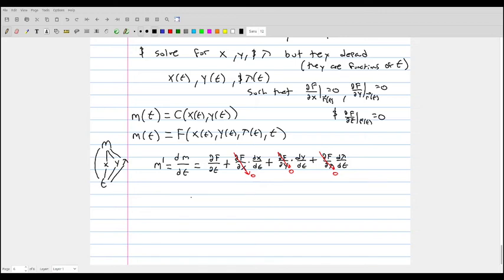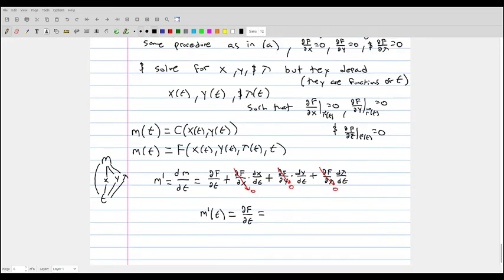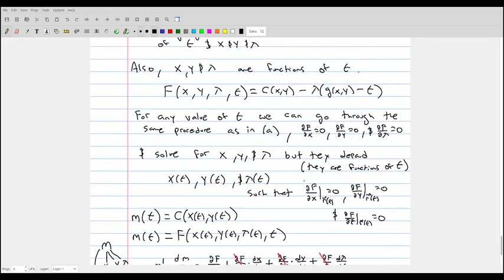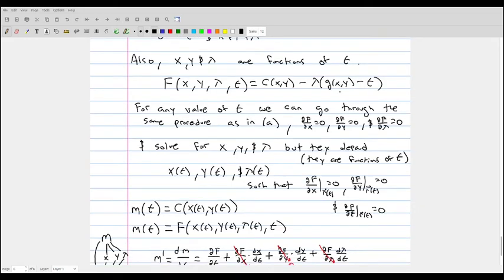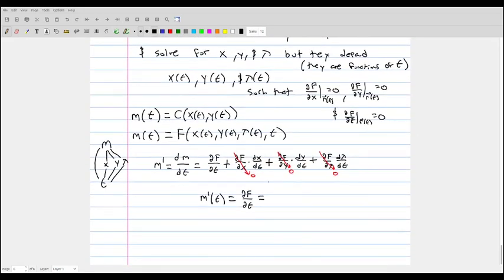And what happens here is that we have the following result: m prime of t is directly equal to the partial derivative of F with respect to t, which, if we go up and look at F, the partial derivative of capital F with respect to t is going to be negative lambda times negative 1, or lambda of t times negative 1, which is just equal to lambda of t.